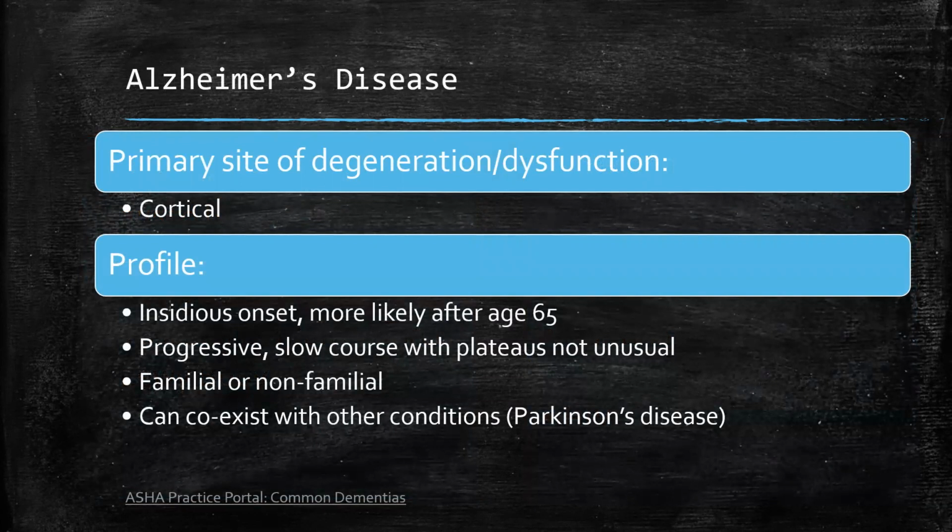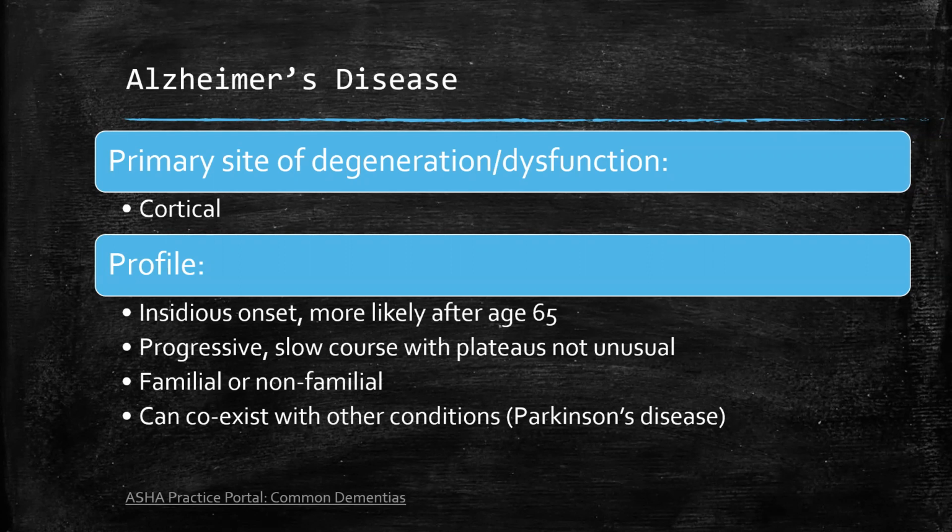So we're going to start with Alzheimer's disease, and this is the most common cause of dementia. So 60 to 80% of dementia cases are caused by Alzheimer's disease. Typically, someone with Alzheimer's disease is going to have an insidious onset. So usually it's after the age of 65, it's progressive. It can be a slow course with some plateaus. Alzheimer's disease can run in the family, but it doesn't have to. And it can also coexist with other conditions, so something like Parkinson's disease.